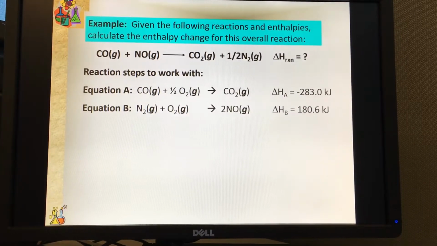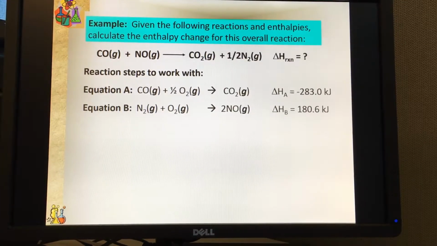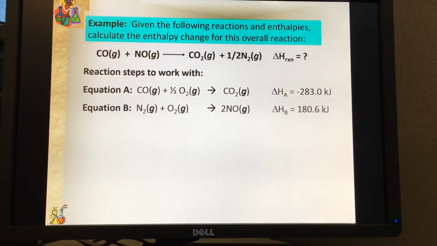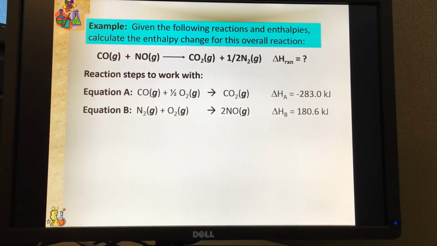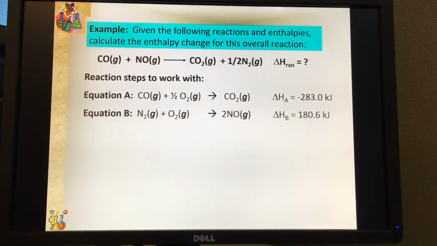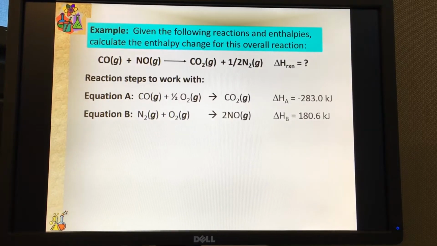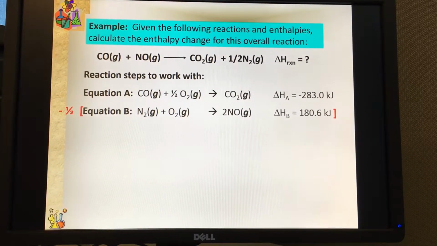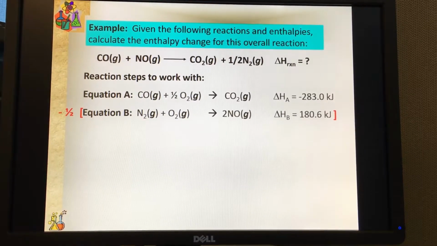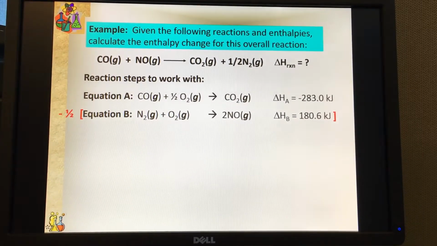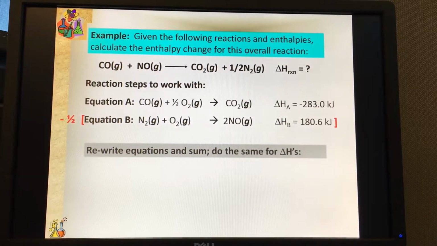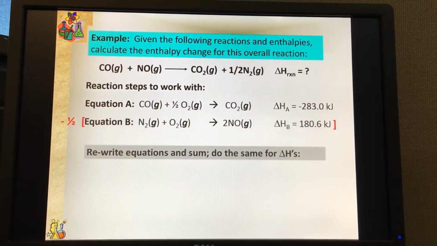Equation B, on the other hand, has nitrogen in the reactants, but our overall reaction has nitrogen in the products. I'm going to begin by modifying equation B. I'm going to flip it and divide all of the coefficients in half so they match my overall equation. That'll then give me half a mole of nitrogen, half a mole of oxygen, and 1 mole of nitrogen monoxide from a modified equation B. I'll rewrite the equations so you can see what they look like after the modifications.